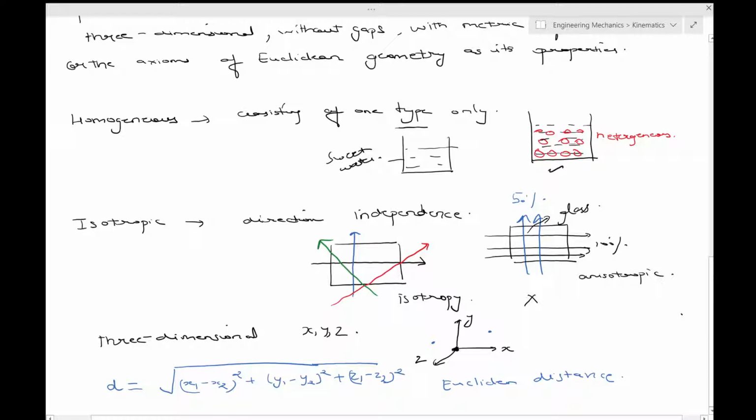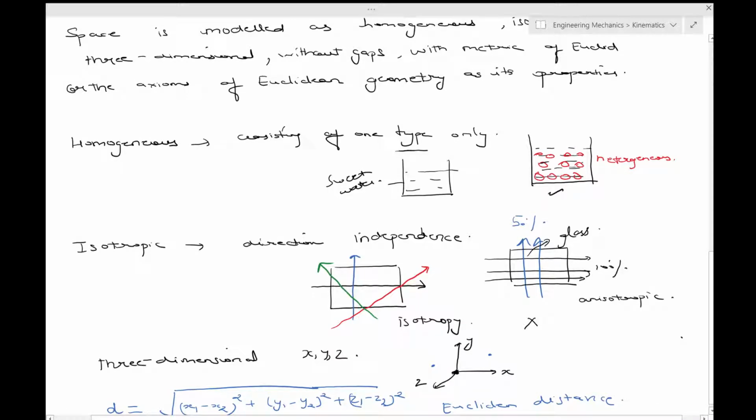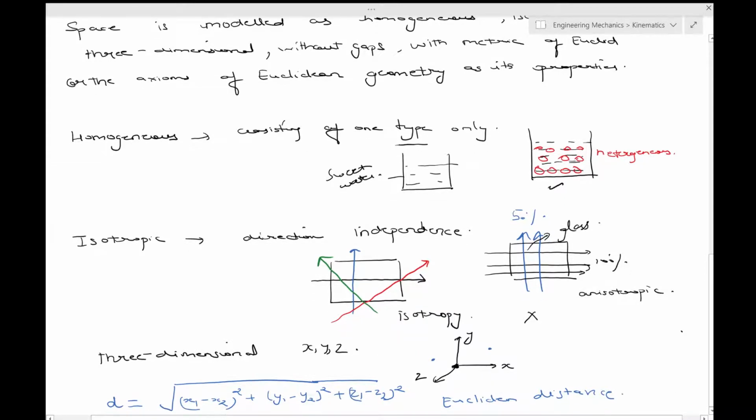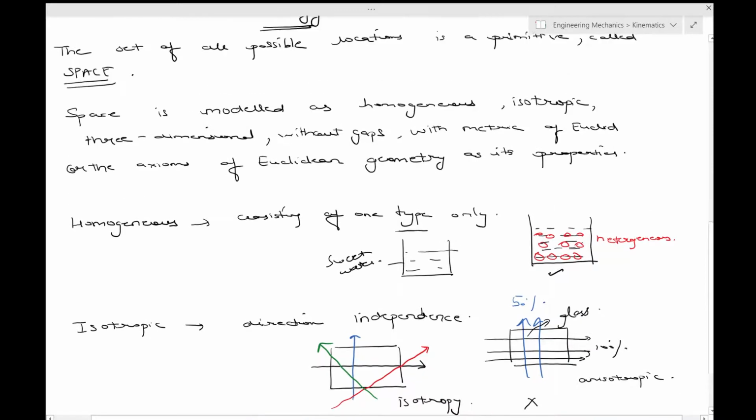Okay, so in mechanics, which we will be learning, we only use the definition of a Euclidean space. When you learn about mathematics, say linear algebra or courses like that, you will have lots of different spaces, each having its own properties. But in this particular course we'll be constraining ourselves to the Euclidean space, or the axioms of Euclidean geometry, which will be more clear as we progress. Okay, so that's the definition.